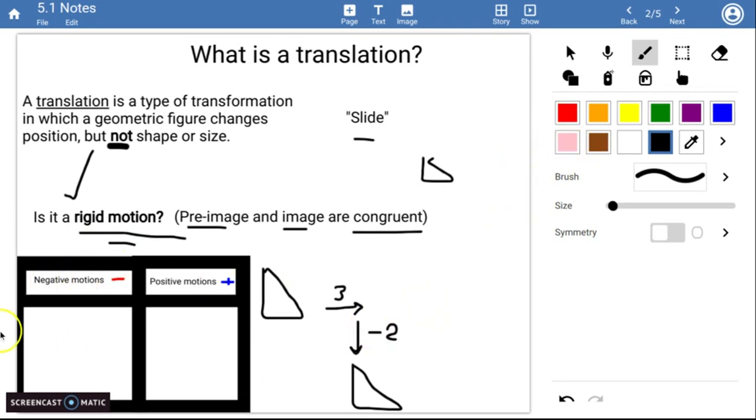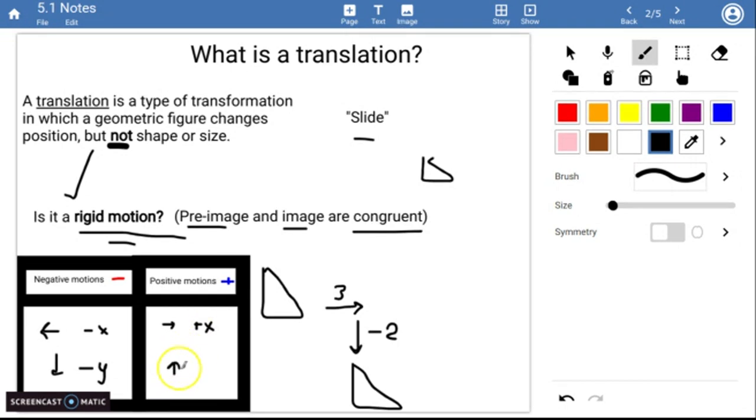So, different directions: what are the ones that are negative motions? If you go left, that makes the x negative. Or if you go down, that makes the y negative. And then for positive, if you go right, that makes the x positive. And if you go up, that makes the y positive. That's probably stuff you already know, but in case you don't, that's what it is. So x is positive because it's moving to the right, and y is negative because it's moving down.